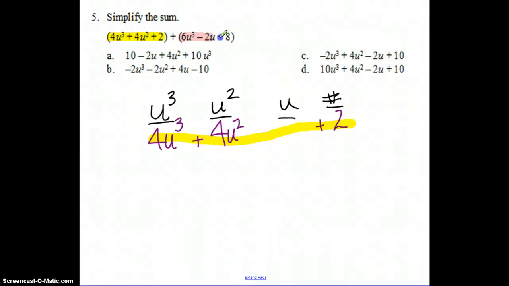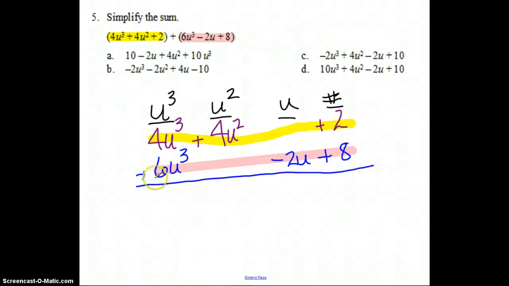And then I'm going to take the second one and sort it into the second row. So 6u cubed. Notice I'm going to have to skip the u squared because I don't have one. I'm going to go to just the u column because I have minus 2u. And then plus 8. Do my plus sign, draw my line. I'm going to add some zeros in here as my placeholders.